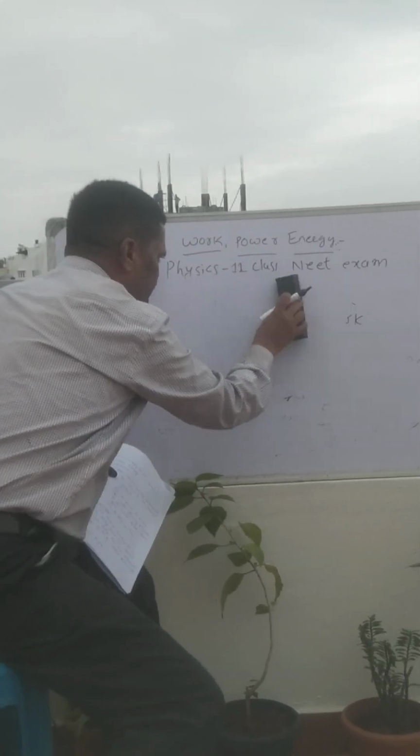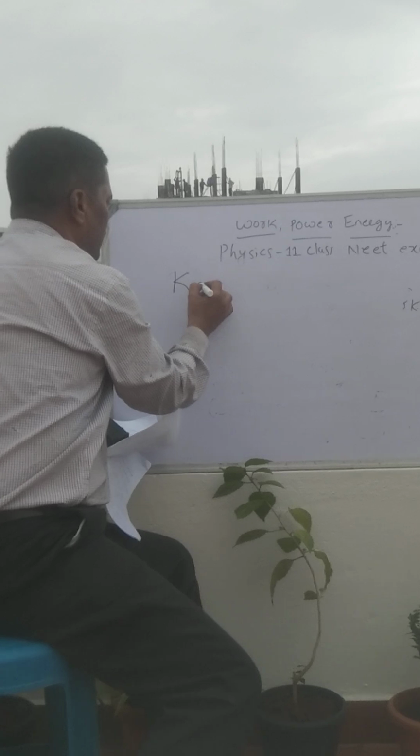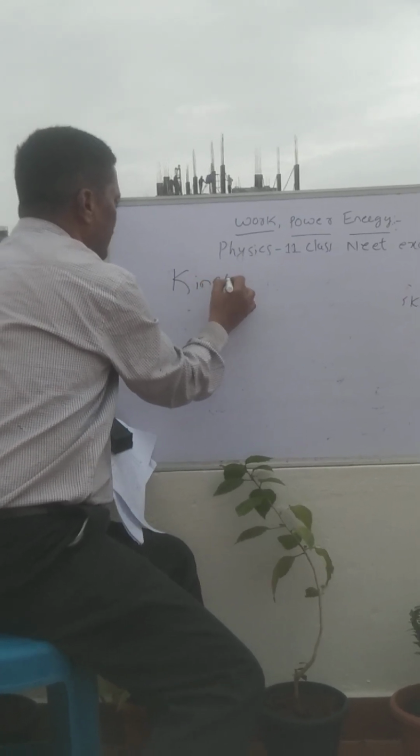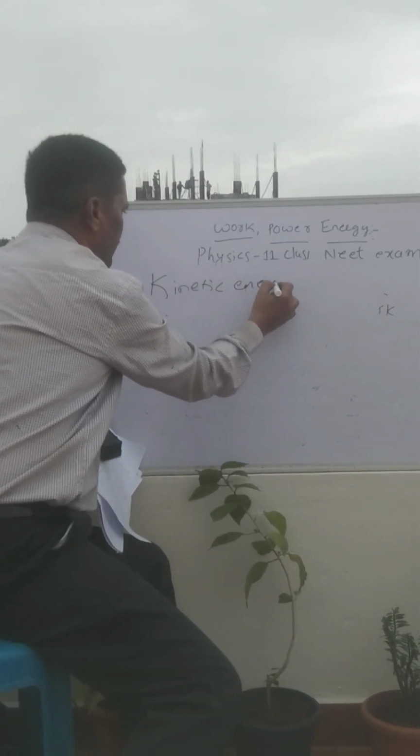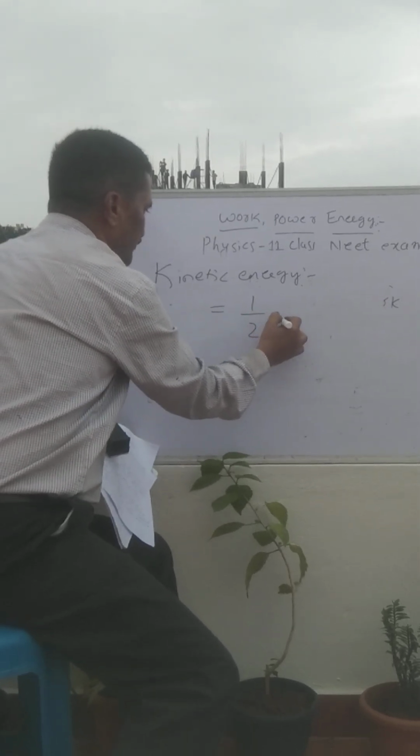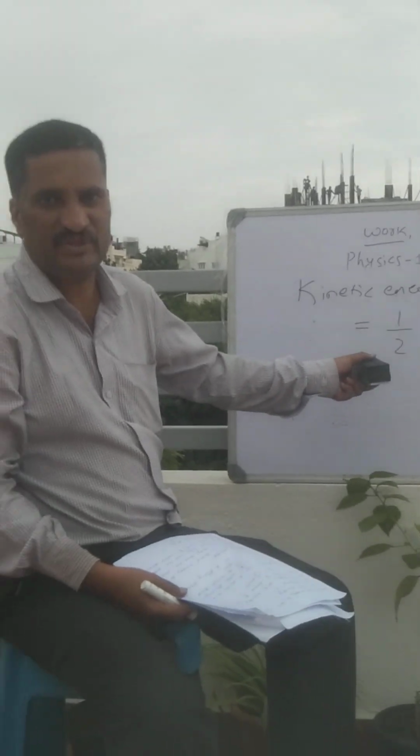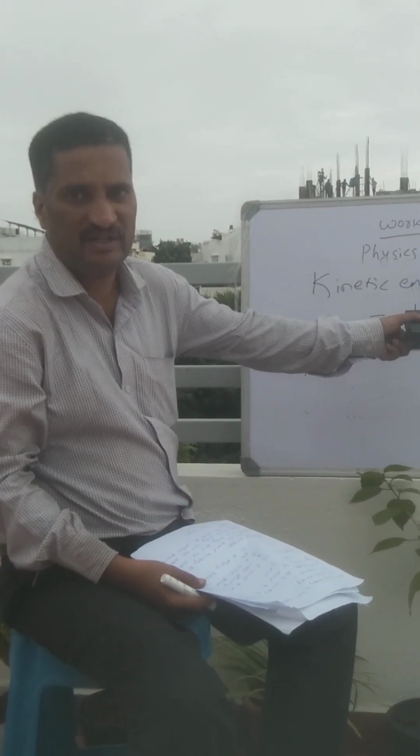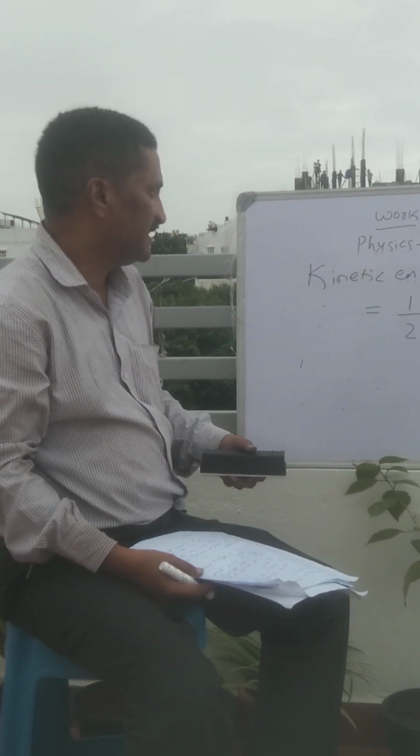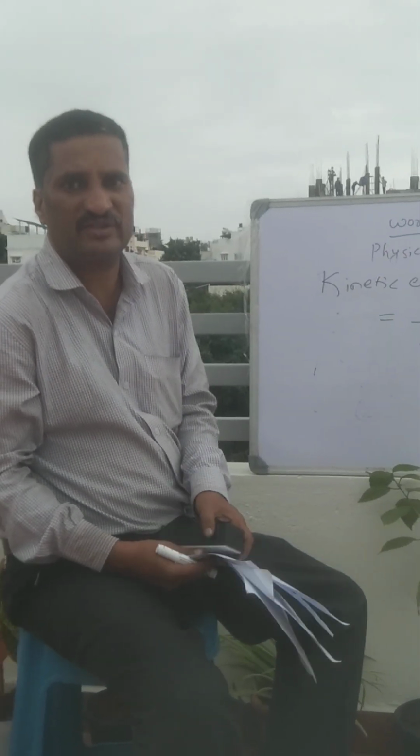What is kinetic energy? This kinetic energy is given by half mv square. That's my equation: half mv square, where m is the mass of the body and v is the velocity of the body, right? Which examples of this type of energy can you see in day-to-day life? What are the examples of kinetic energy?